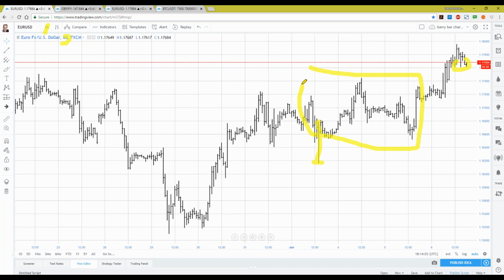So a lot of the use of the charts is being able to see multiple time frames and adjusting time frames to your trading strategies.